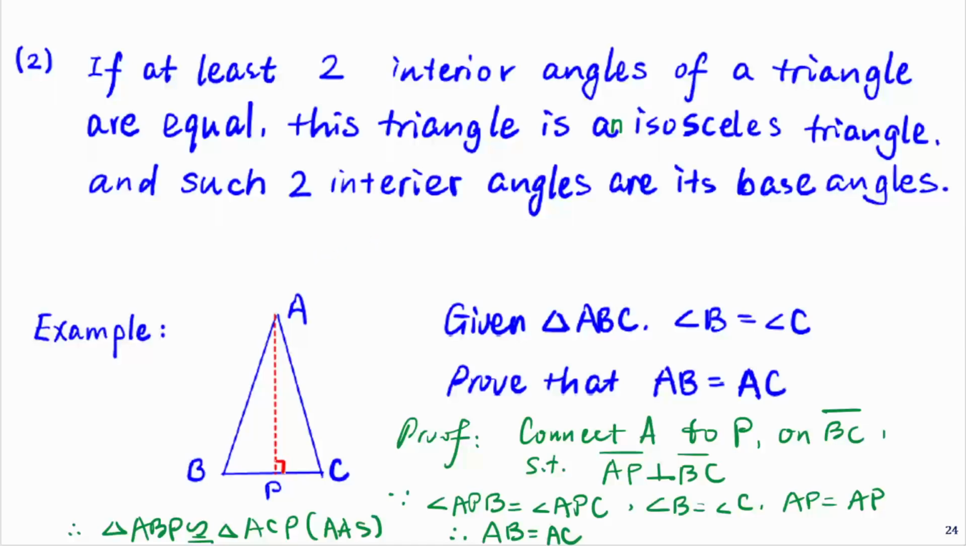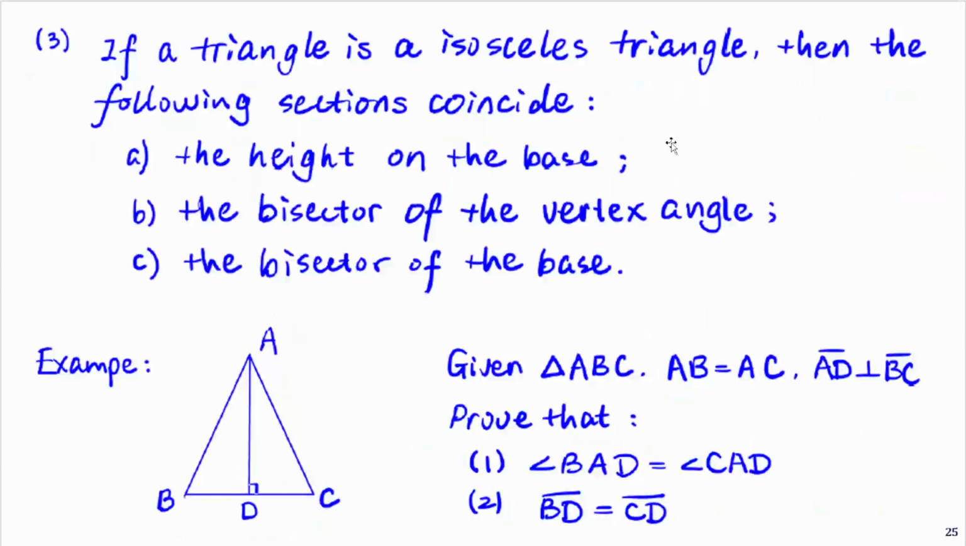Okay, and let's see the third property of an isosceles triangle, which states that if a triangle is an isosceles triangle, then the following coincide. First, the height on the base. Second, the bisector of the vertex angle. Third, the bisector of the base. For example, given triangle ABC, AB equals AC, AD is perpendicular to BC, we can actually prove angle BAD equals angle CAD, and segment BD equals segment CD, right?